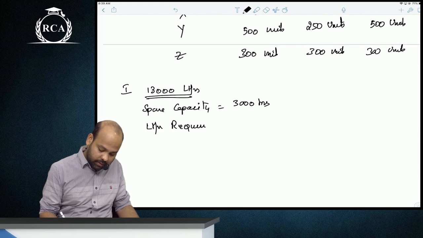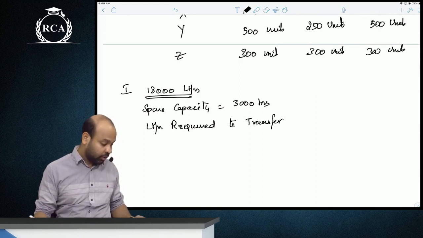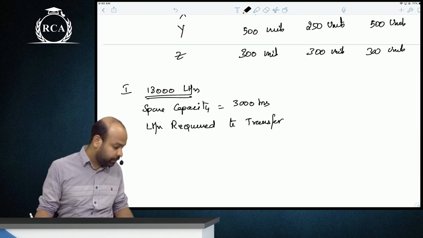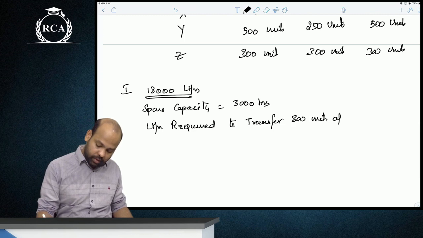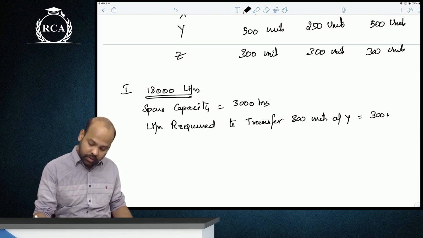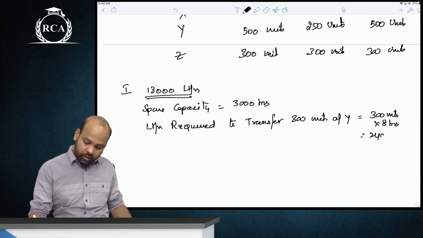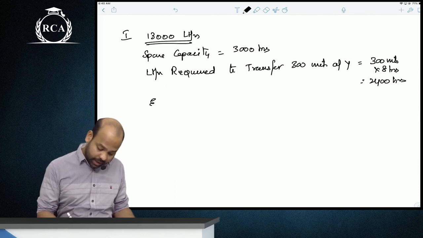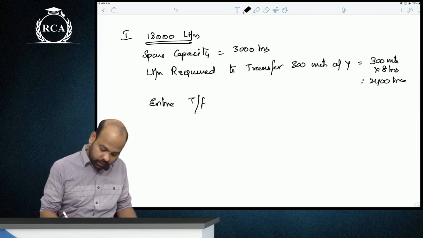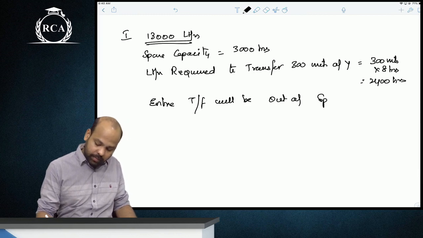What are the labor hours required to transfer 300 units of Y internally? That will be 300 units into 8 hours, 2,400 hours. So the entire transfer will be out of spare capacity. Yes or no? Yes sir.